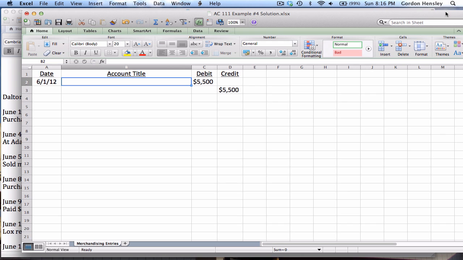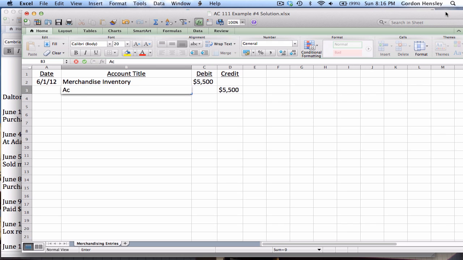Now, anytime we purchase merchandise, that's an asset, and it's called merchandise inventory. So we want to debit our merchandise inventory. Now, we did not pay for this. If this had been a cash purchase, then I would credit cash. But it's not. It's a credit purchase. So this is going to be a liability. It's going to be accounts payable.